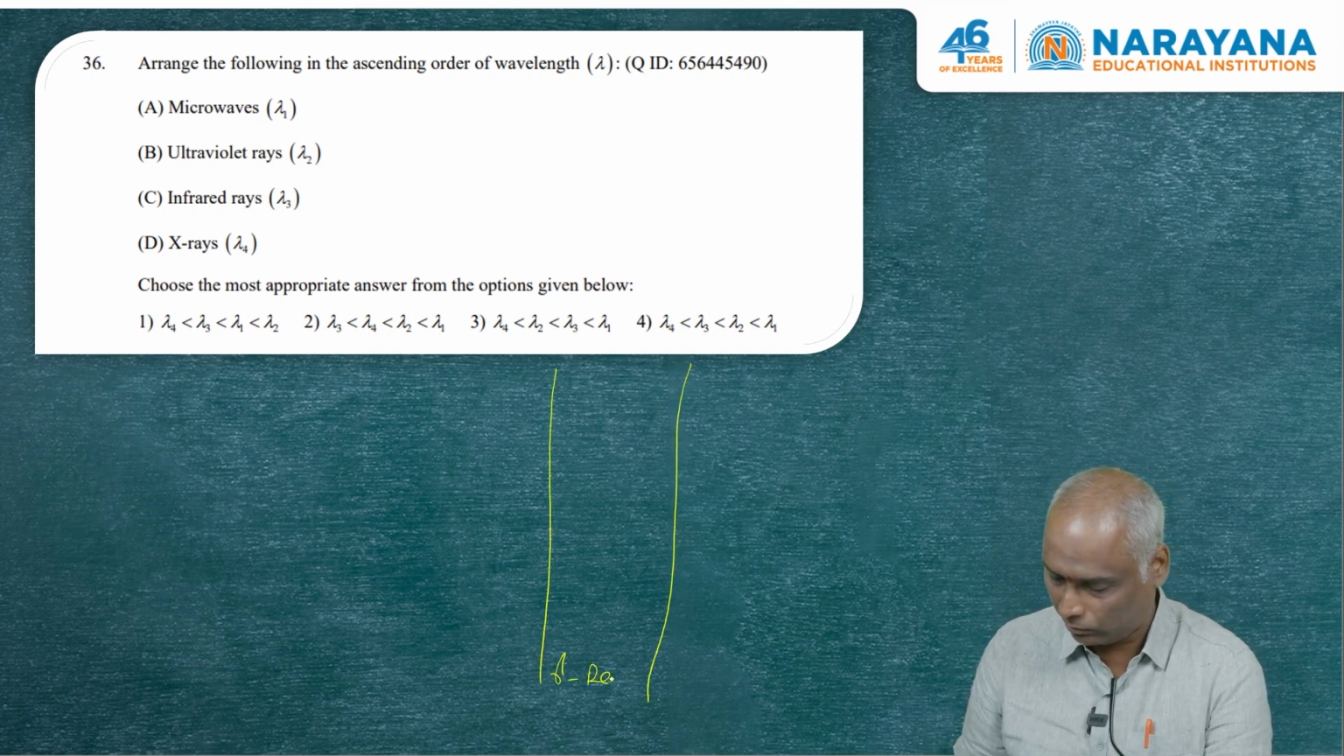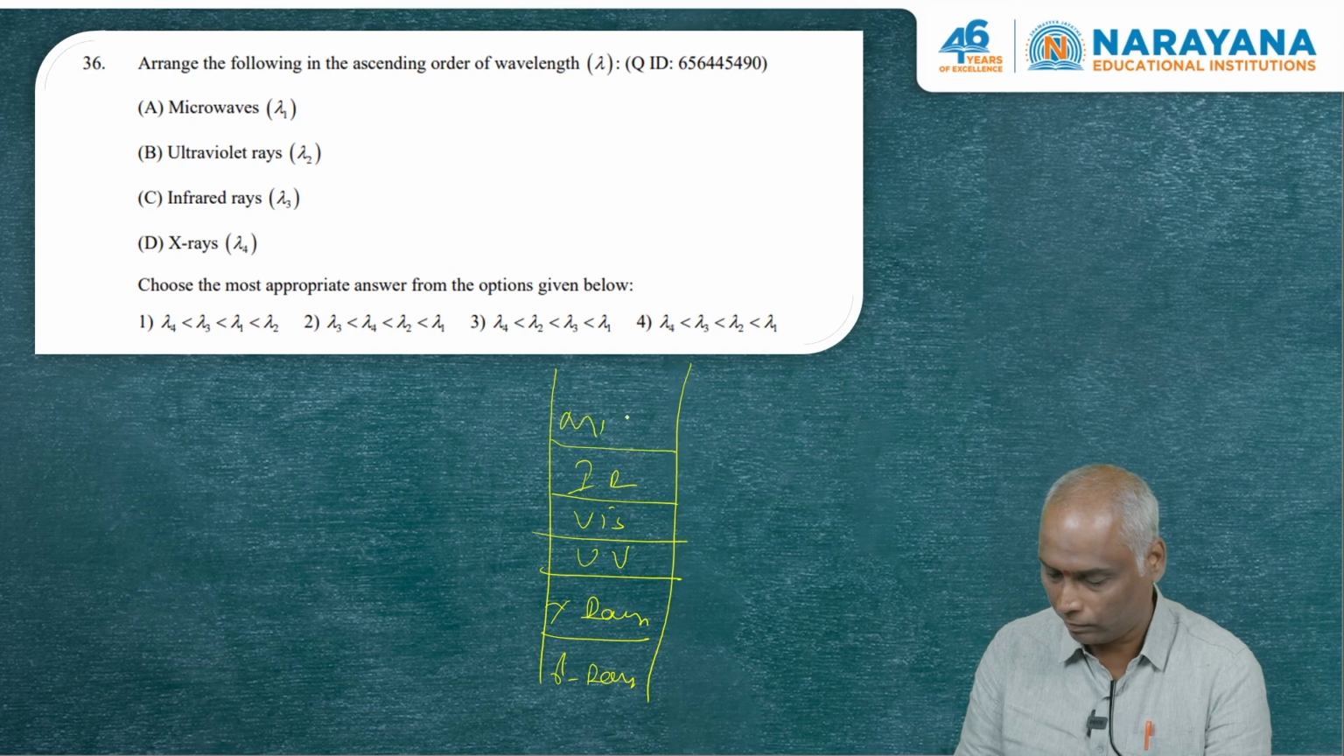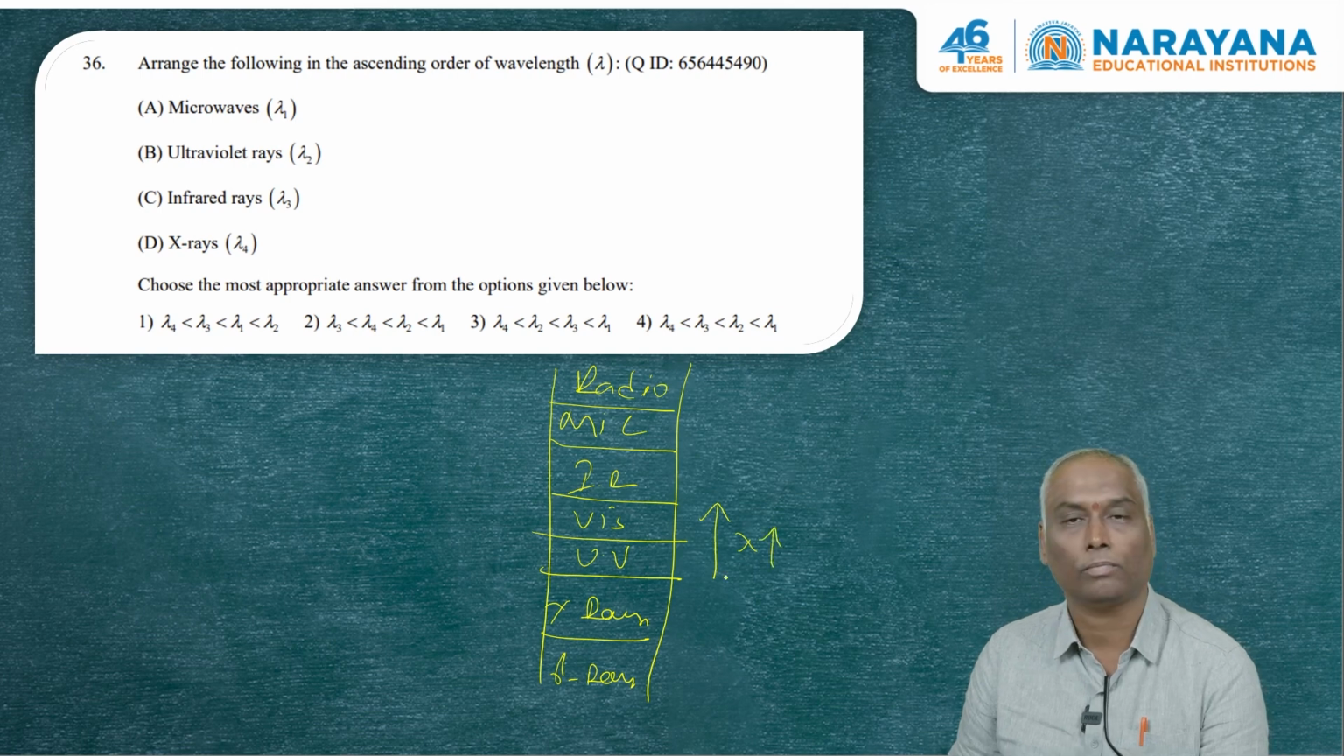Gamma rays, X-rays, UV, visible, infrared, micro, and the last one is radio waves. So whenever we go up in this order, the value of lambda is going to increase.